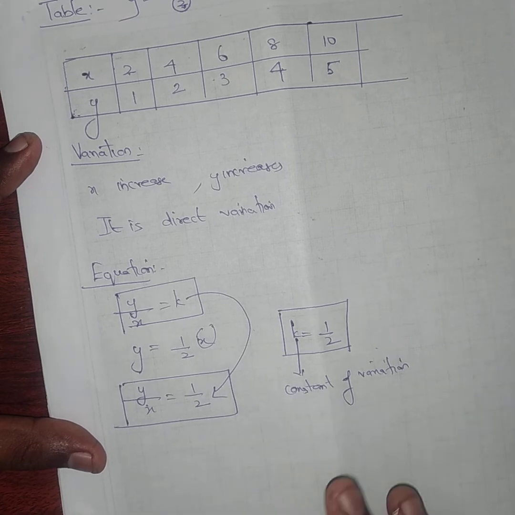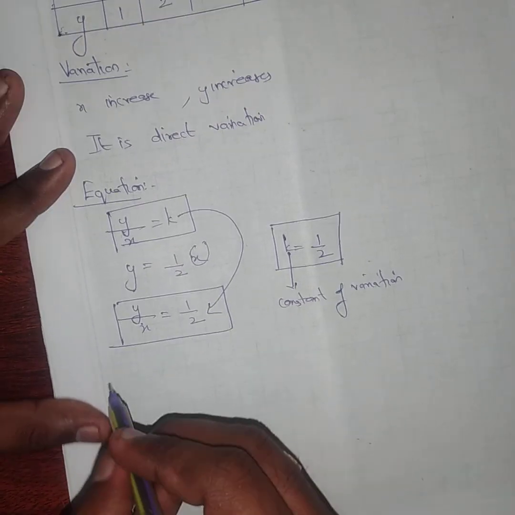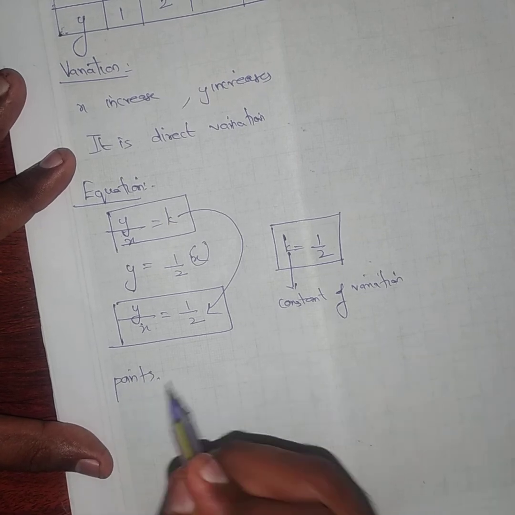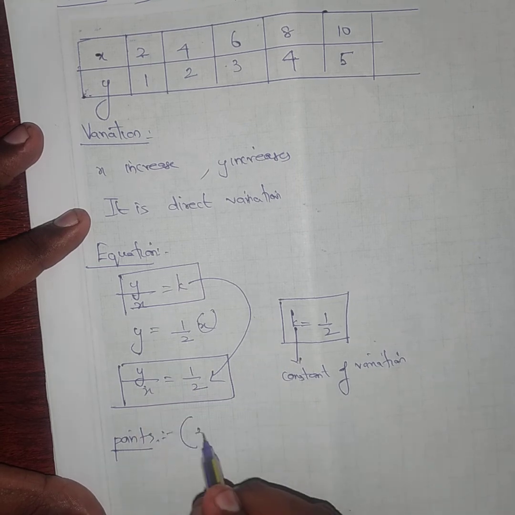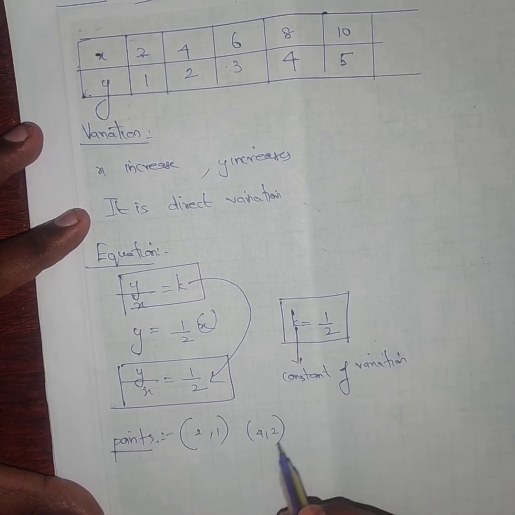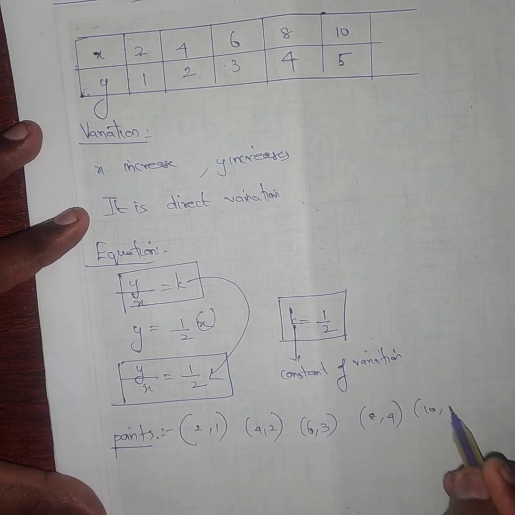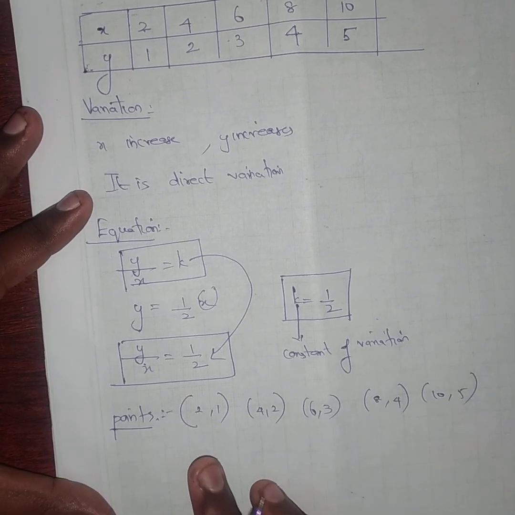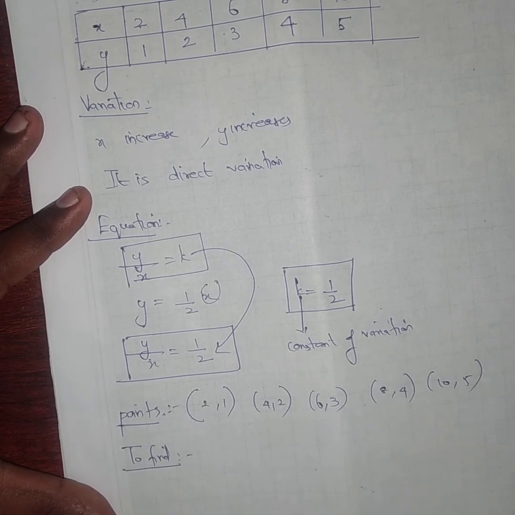This is our first subdivision. So we have found k is equal to 1 by 2. Therefore this is called the constant of variation. After the equation, the points. What are the points here? 2, 1; 4, 2; 6, 3; 8, 4; and 10, 5. After points, they are asking to find something. We will see this afterwards after plotting the diagram.